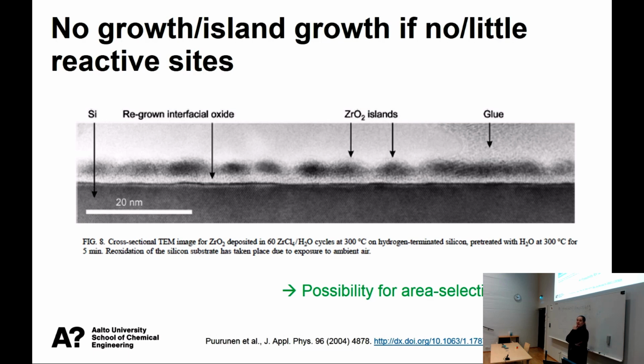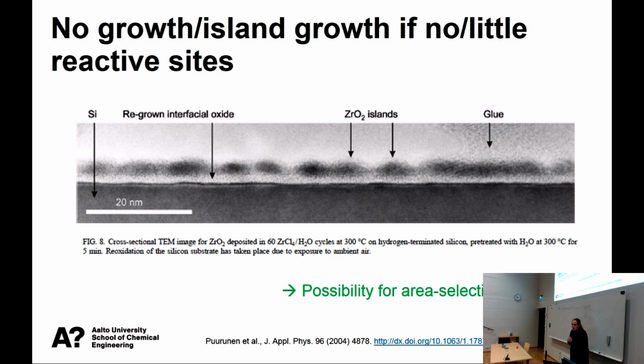If you do not have any reactive sites, then you shouldn't have any growth. If you have a few sites here and there, then you are going to deposit islands. Here is an example where zirconium oxide was grown on hydrogen-terminated silicon, which is not typically a very good starting surface. That was in the early days of developing the materials that are now in the transistors. Hafnium oxide is being used there, but zirconium oxide was also investigated, and this was a nice example of what ALD can do.